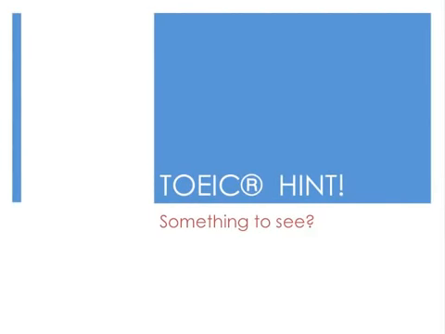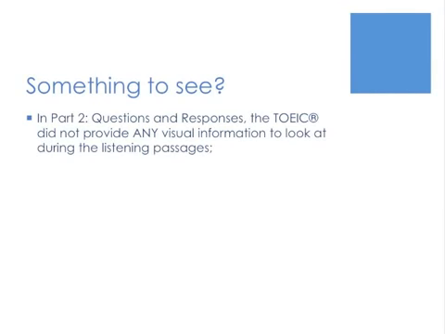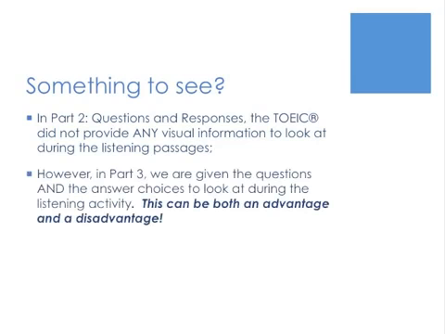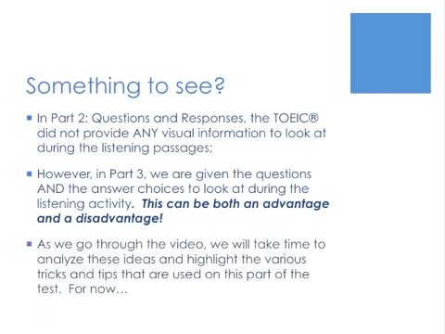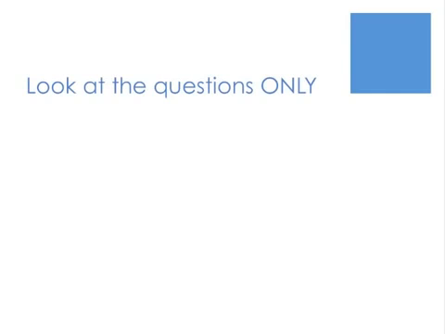Now, before we actually listen, let's talk a little bit about a hint that would be necessary. And that's the fact, of course, that we can see information on this part of the test. If you recall, in Questions and Responses, the TOEIC did not provide any visual information. But in Part 3, we are given the questions and the answer choices to look at. Now, this can be an advantage and a disadvantage, which we'll be exploring a little bit later in this video. So, for now, I'm going to instruct you to just look at the questions only.